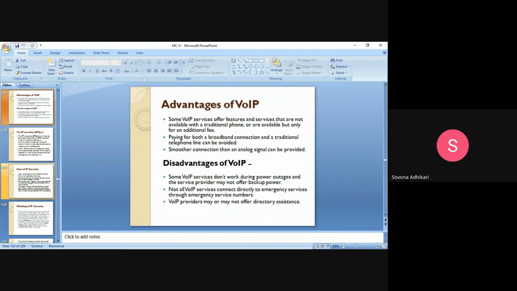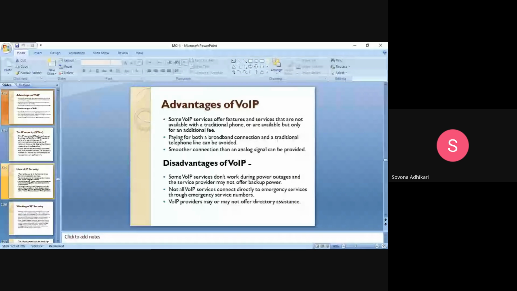Advantages. Some VoIP services offer features and services that are not available with a traditional phone, or are available but only for an additional fee. So traditional phone lines, landlines, do not provide some services which are provided by VoIP. Also, paying for both a broadband connection and a traditional telephone line can be avoided. You need not pay for both the connection and the traditional telephone line.